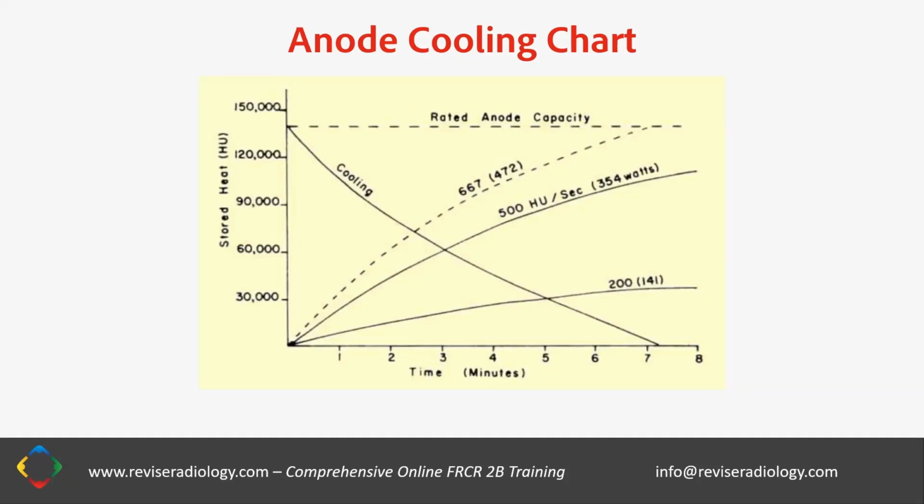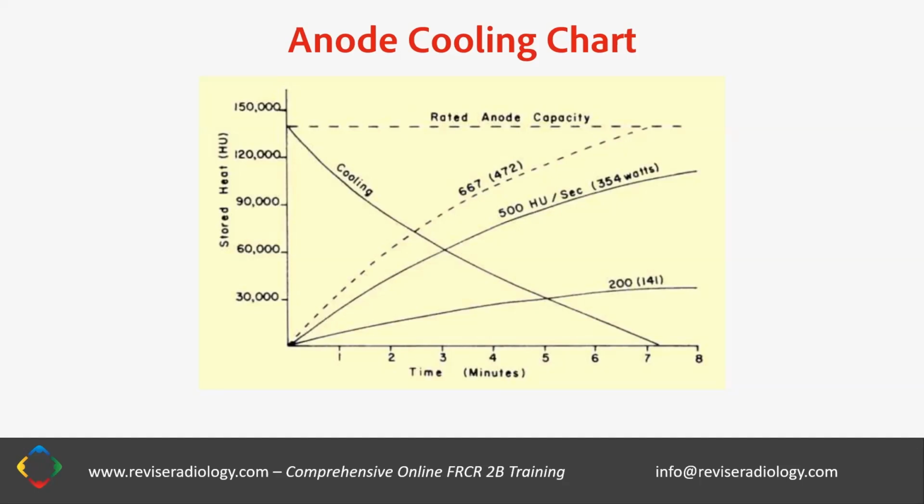We also see, for example, if you want to run it at a load of 200 heat units, 500 heat units, or 667 heat units, how long can you run it before the X-ray tube will collapse? As long as you're below that dotted line of rated anode capacity, you'll be fine. But if you're running the tube at 667 units for 8 minutes, we see that the line is actually touching the dotted line over there. So that would be a bad idea.